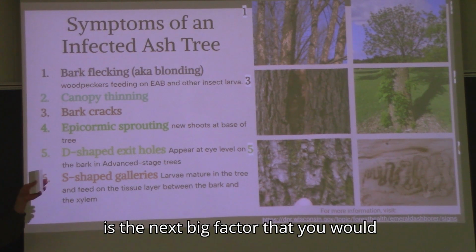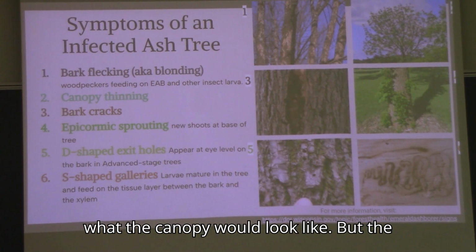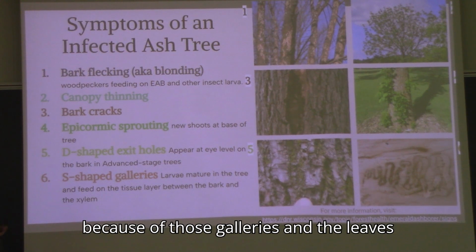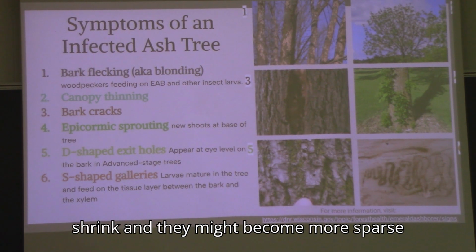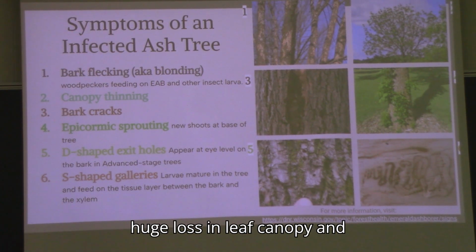The canopy thinning is the next big factor that you would notice, and I'll actually have another slide showing the progression over time, what the canopy would look like. But the leaves are receiving less nutrients because of those galleries, and the leaves shrink, and they might become sparse on the tree. So over time, you just see a huge loss in leaf canopy.